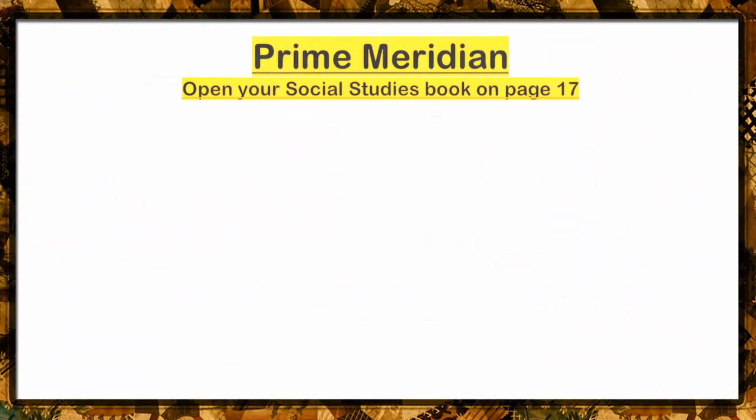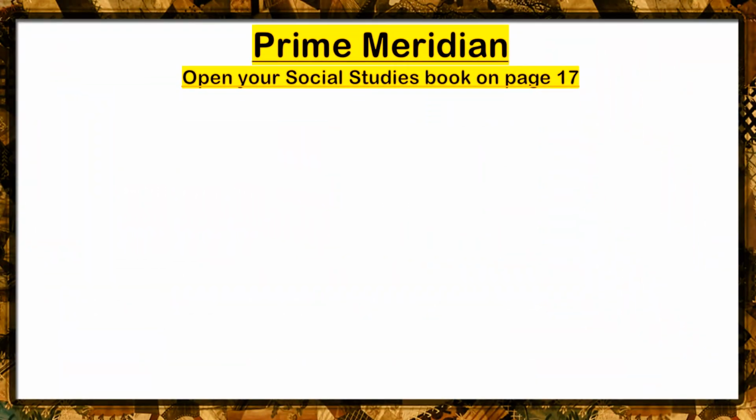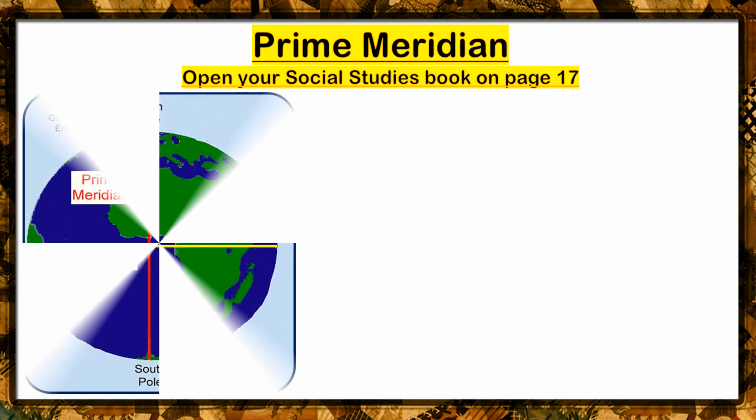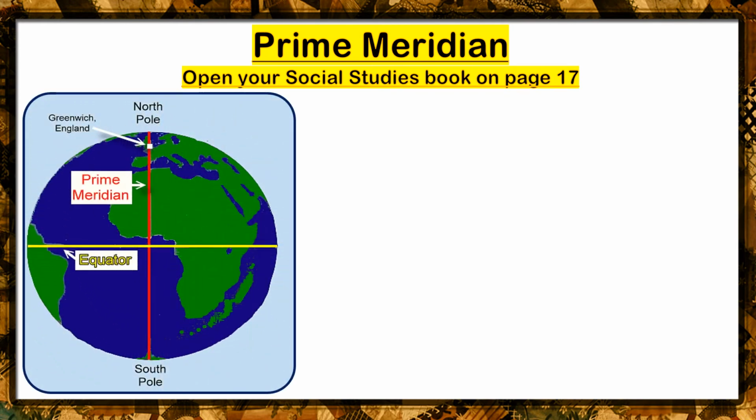Let us discuss about the prime meridian. So open your social studies book on page 17. So this is prime meridian class. We have the North Pole and South Pole. These are the prime meridian, or it is a 0 degree time zone where time zones started. It is located in Greenwich, England.